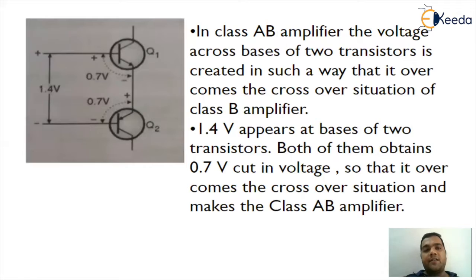As I've discussed, if we want to go for a complementary symmetry logic, you will find that if one transistor is NPN, it will require plus 0.7, and if the other transistor is PNP, it will require minus 0.7. A total drop that will be appearing across the two bases will be 1.4, where each transistor will be utilizing 0.7 volts for its requirement, so that it will overcome the situation of crossover distortion, and hence this arrangement will be coming under the family of Class AB power amplifier.